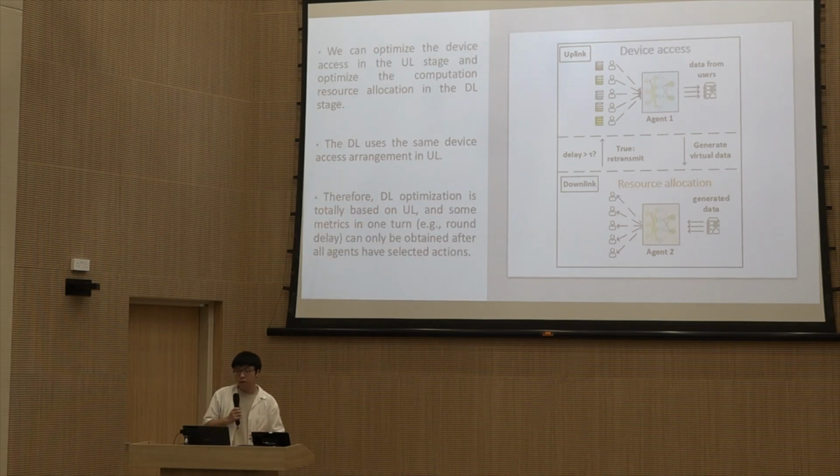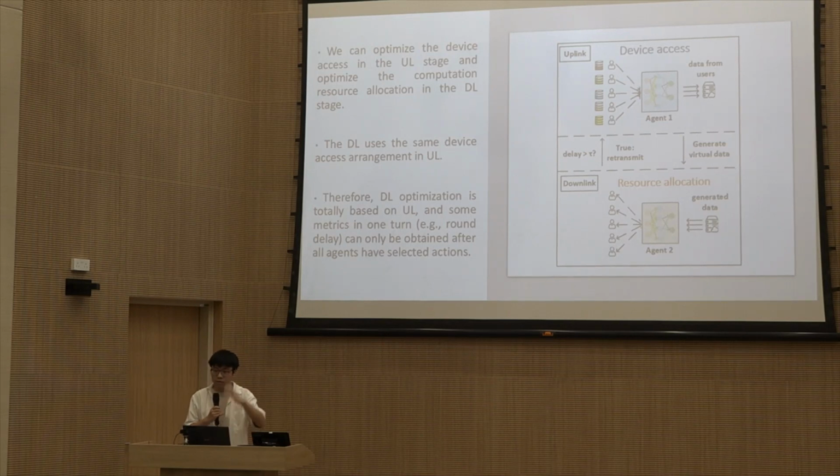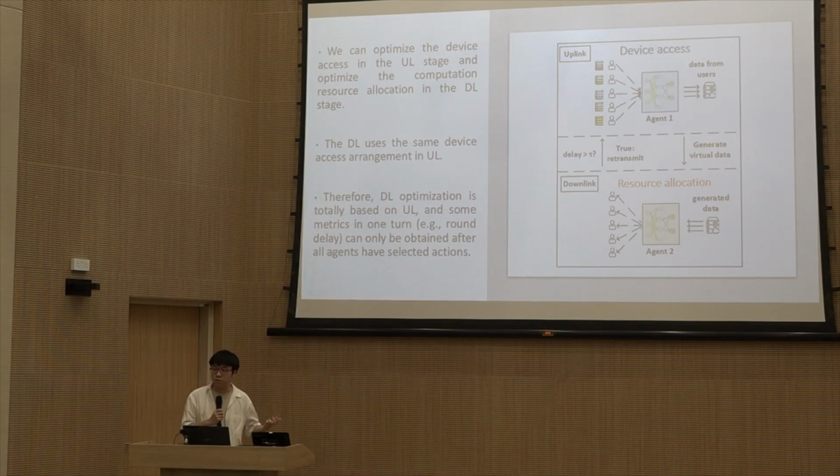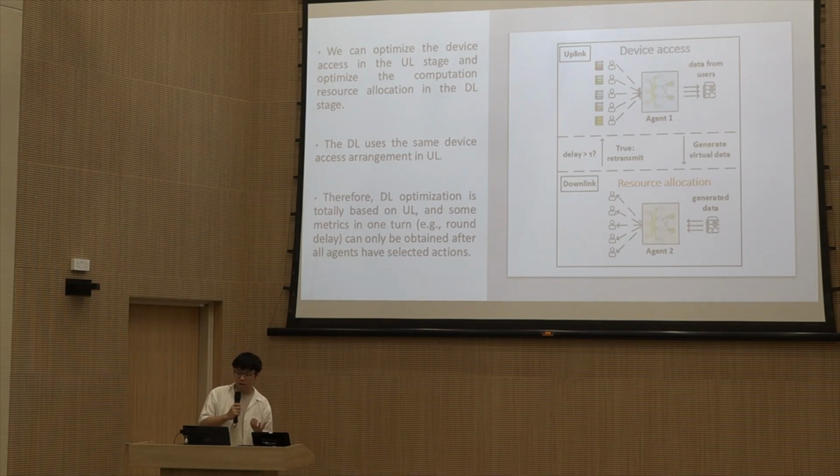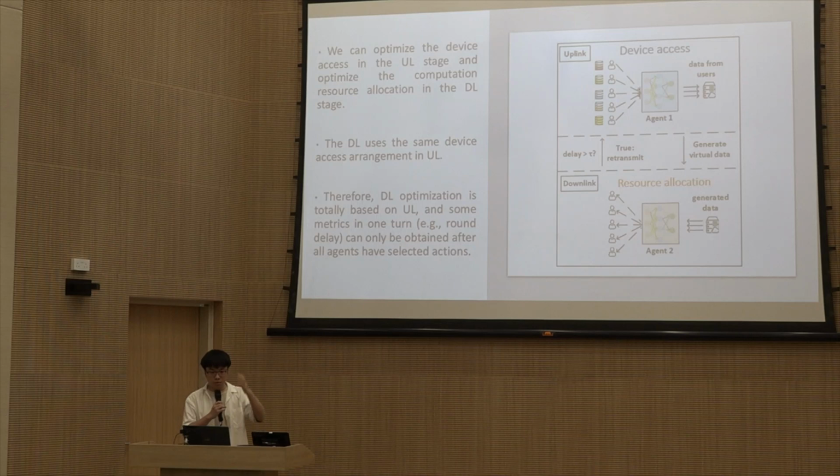In such a system, there are many things to optimize. For example, the most intuitive things are device access and computation resource allocation. Device access can be things like channel access and device selection in the uplink stage. And in the downlink stage, we use the same device selection or channel access as in the uplink stage, and we allocate the remote computation resources to all the users. Therefore, the downlink optimization is totally based on the uplink stage.